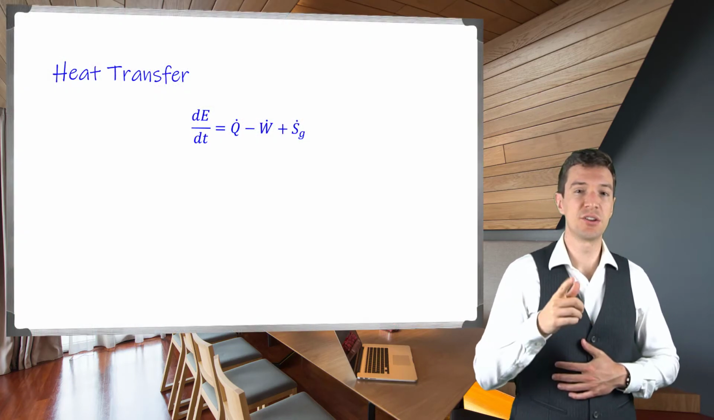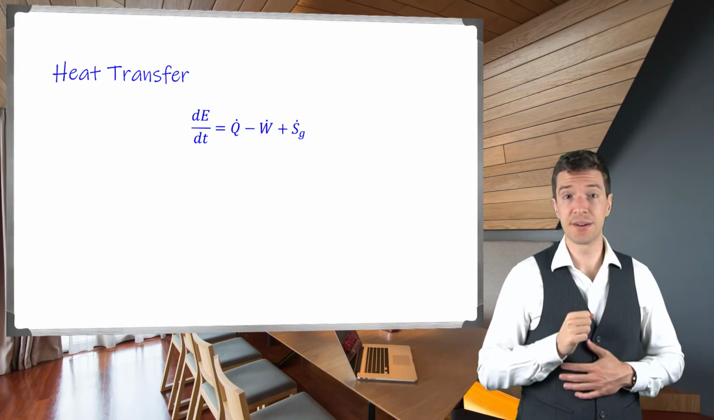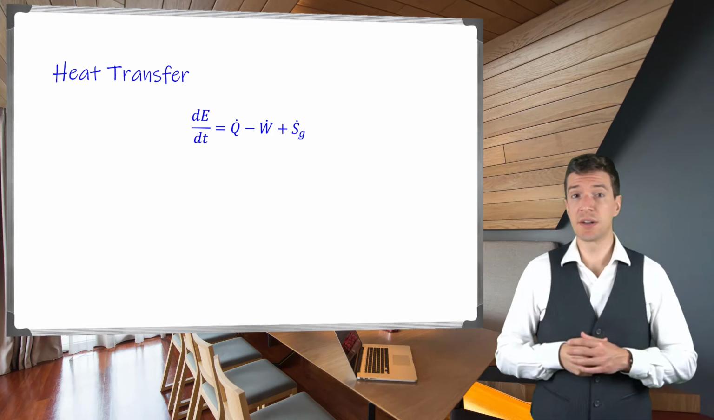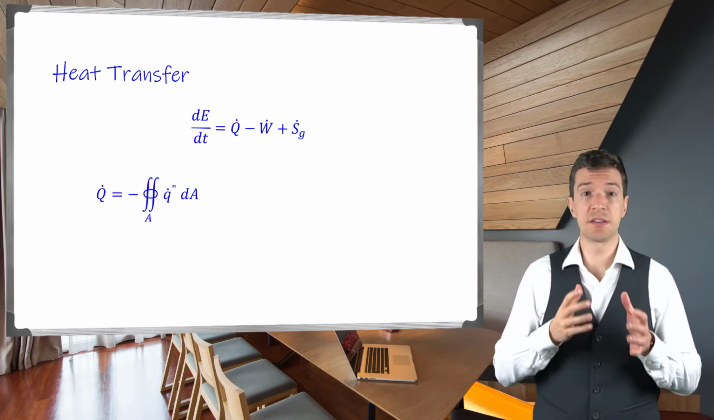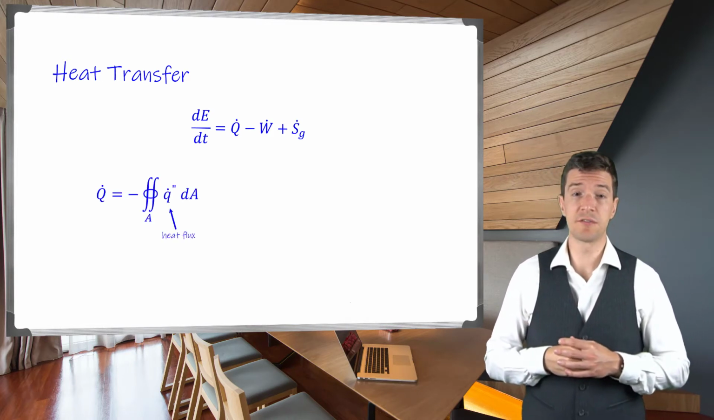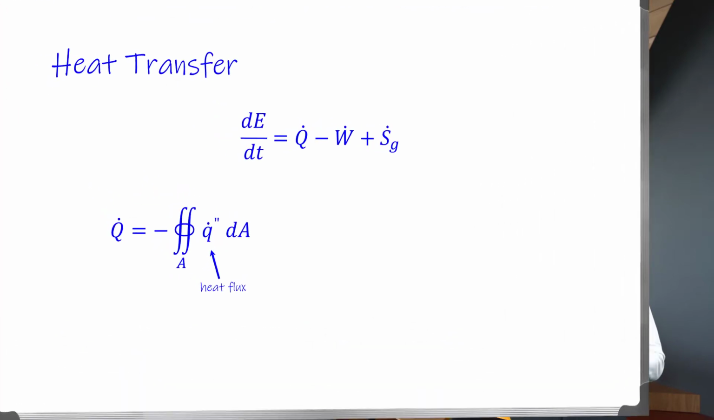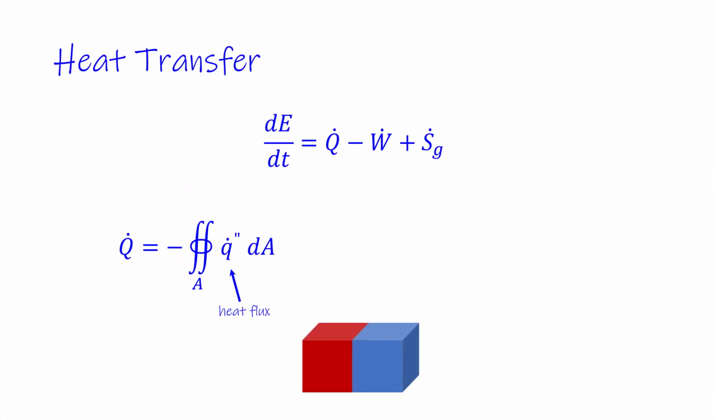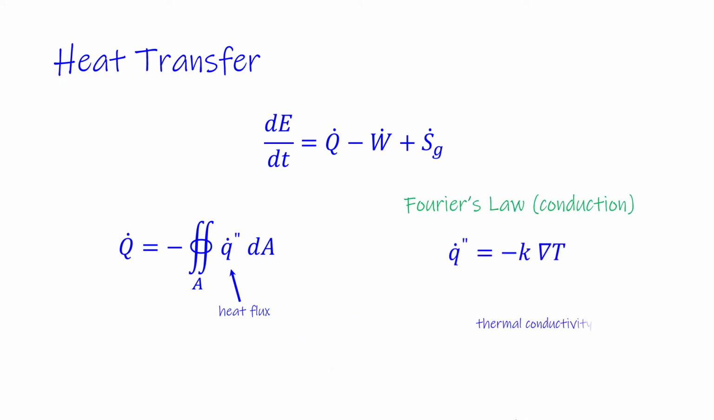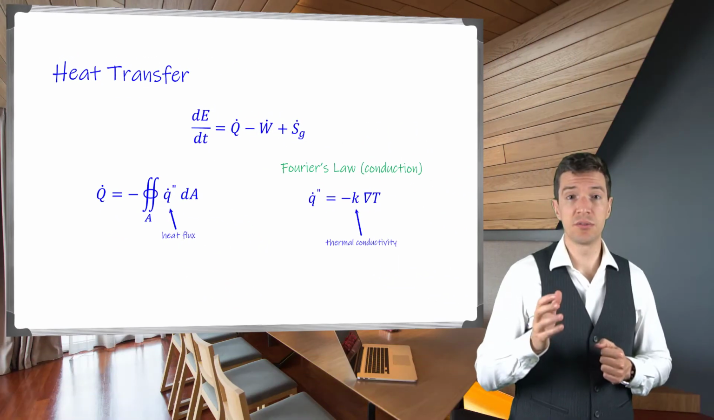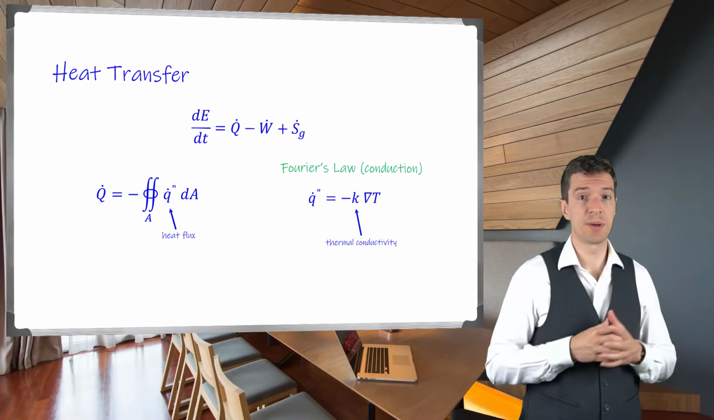First is the Q term, the heat transfer. Heat transfer can be defined as the heat flux across the boundary surface of the system. The primary mechanism of heat transfer is conduction. Introducing Fourier's law of conduction, we can describe the heat flux term as the thermal conductivity times the temperature gradient.